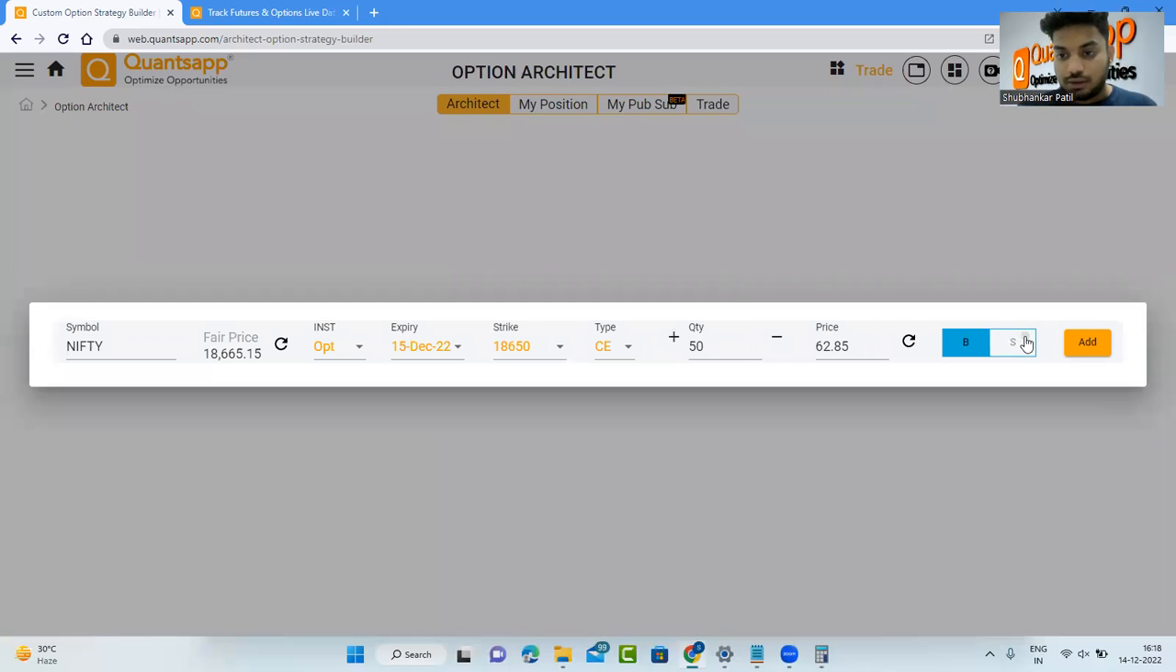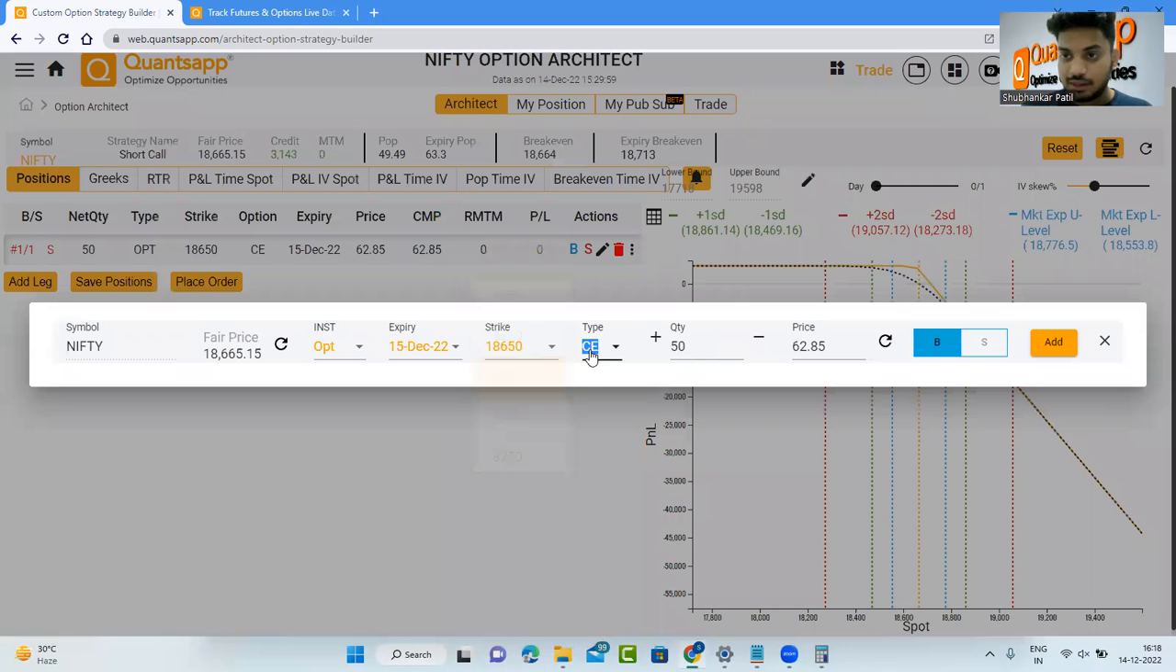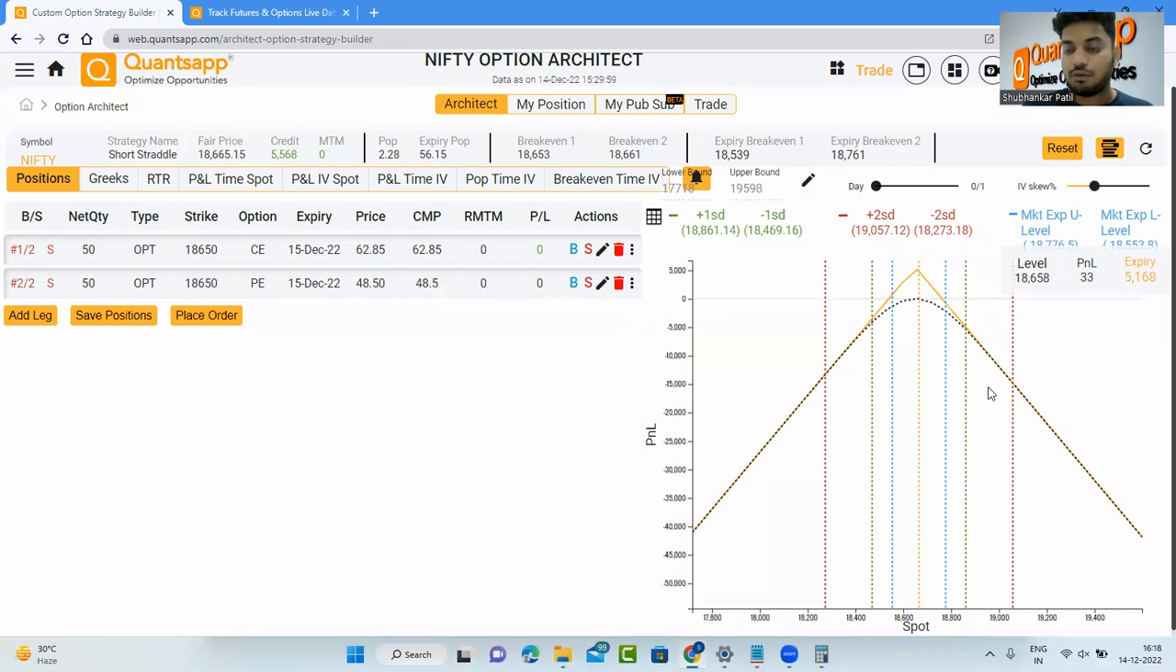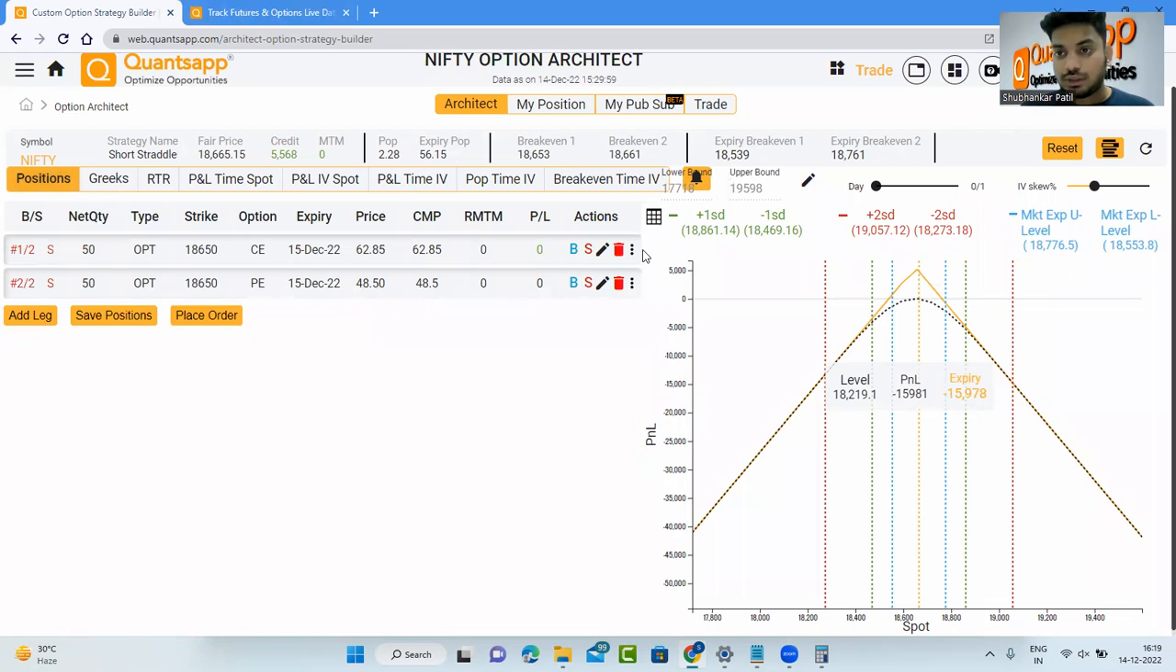So let's say we create a short straddle: we sell the 18650 call option and we sell the 18650 put option. Now the chart will show us how much profit or loss we make at various levels. This is an undefined or unknown loss strategy, so you can face a big loss. Typically these strategies have unlimited loss, but the benefit is that theta is positive here, so you get the theta benefit. The longer you hold this strategy, the more premium decays and the more profit you earn. So this is a short straddle.